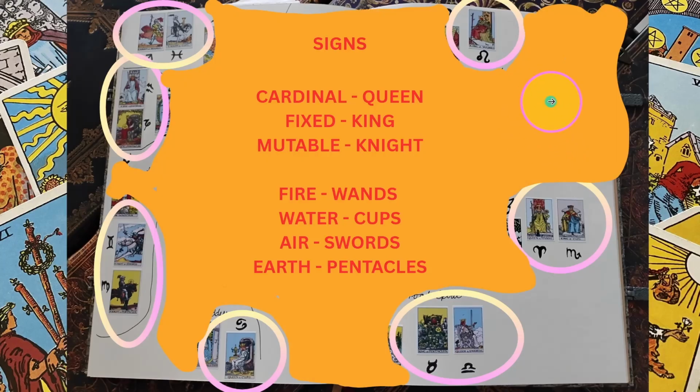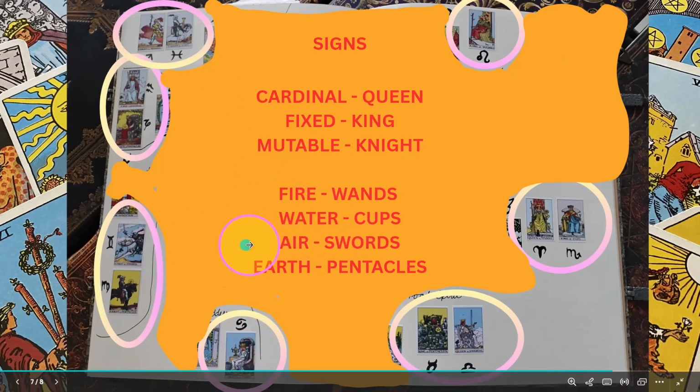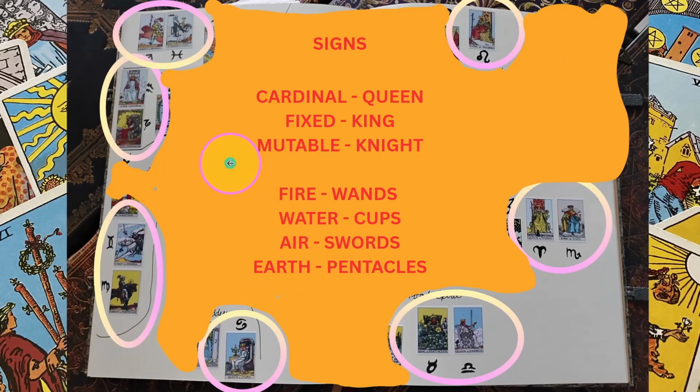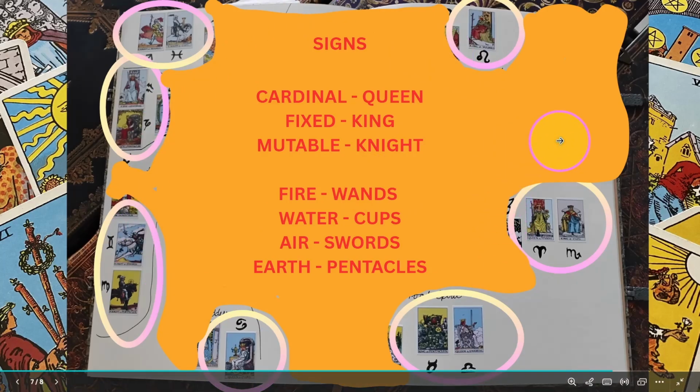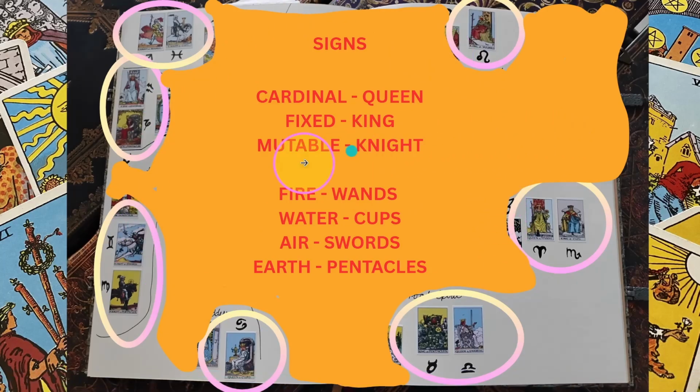And so this is the system. Cardinals are queens, fixed signs are kings, mutables are knights. Fire is wands, water is cups, air is swords, and earth is pentacles. So Leo is a fixed fire sign, so it's going to be a king of wands. Okay? So that is my astrological reference.